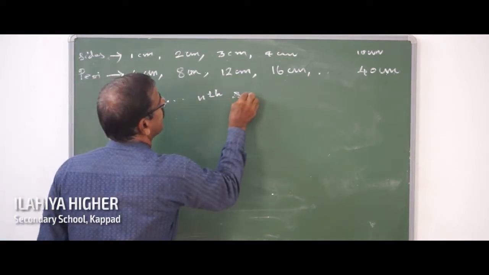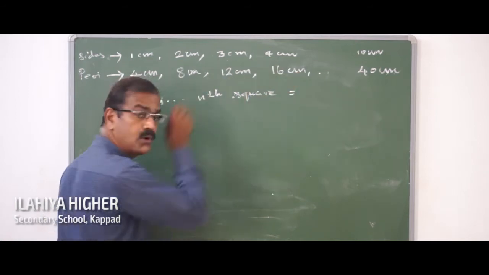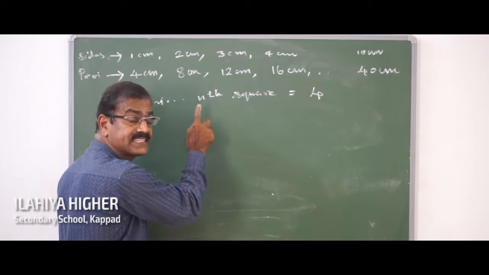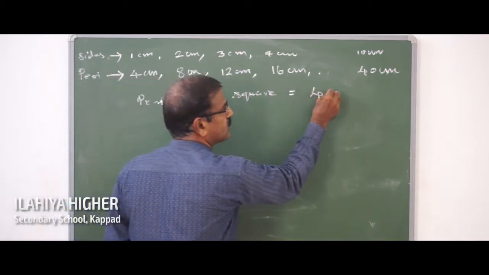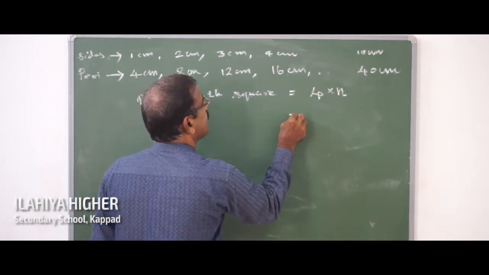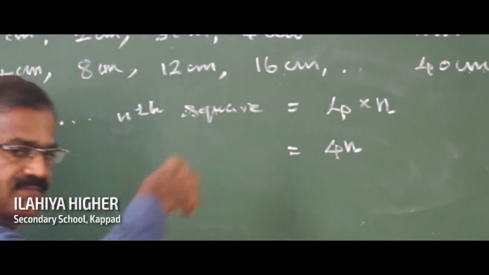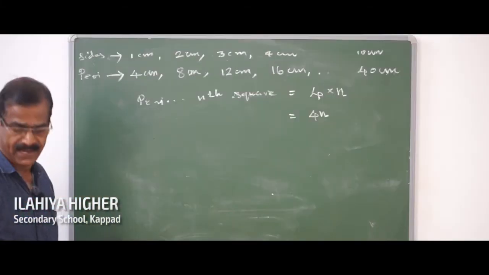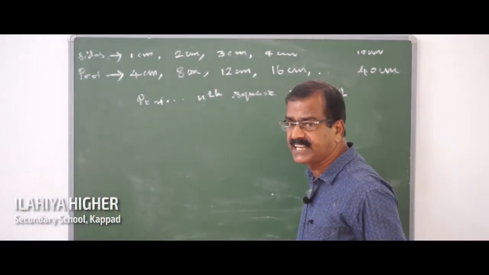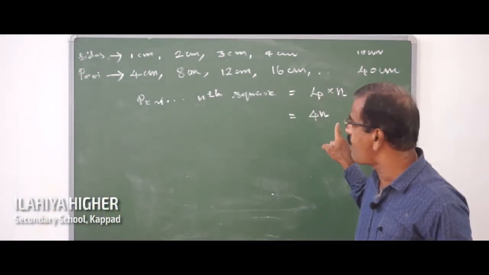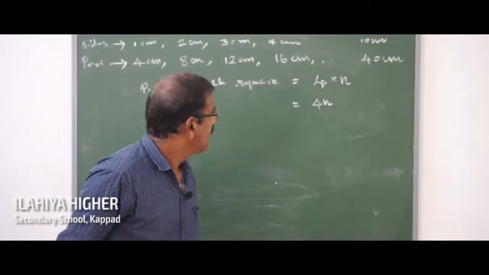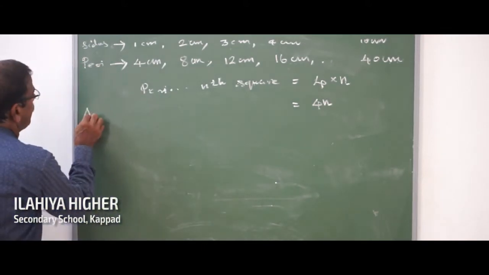The perimeter of nth square is equal to 4 times length of one side of the nth square. Length of one side of the nth square is n. So 4 into n, that is 4n. In short, 4n. 4 times the length of one side. So that is the algebraic expression of the perimeter of the square.